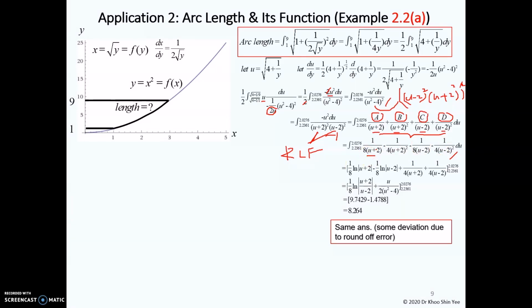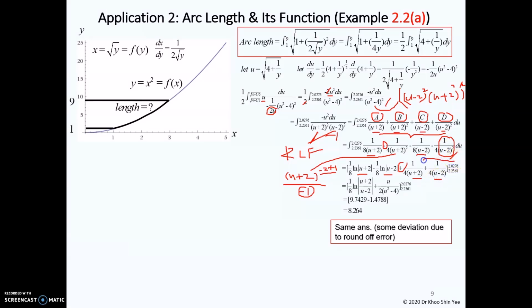Integrate 1 over u plus 2 gives you the ln. Integrate 1 over u minus 2 gives you the ln. Integrating 1 over u plus 2 squared is the same as integrating u plus 2 to the power of negative 2. After you integrate it, at the top you have positive 1 here with the negative 1 at the bottom. So you can see that the negative here needs to multiply with negative 1 here to become positive, and this becomes negative 1. So u plus 2 to the power of negative 1 is equal to 1 over u plus 2 here. A similar method can be performed on this to obtain this answer.